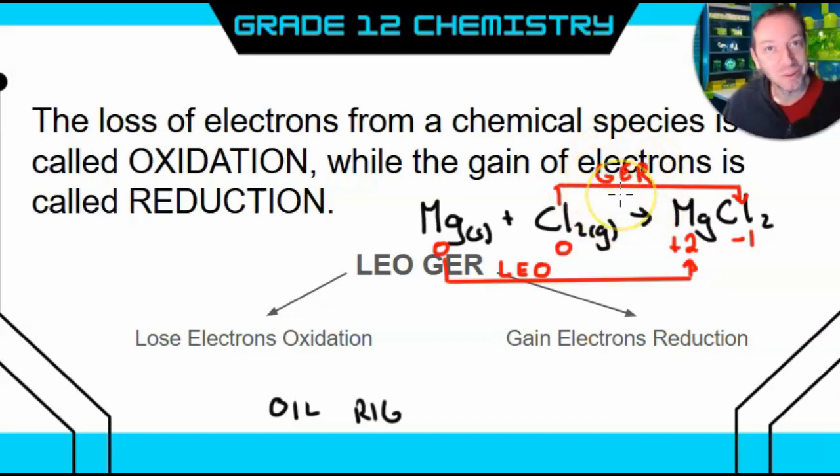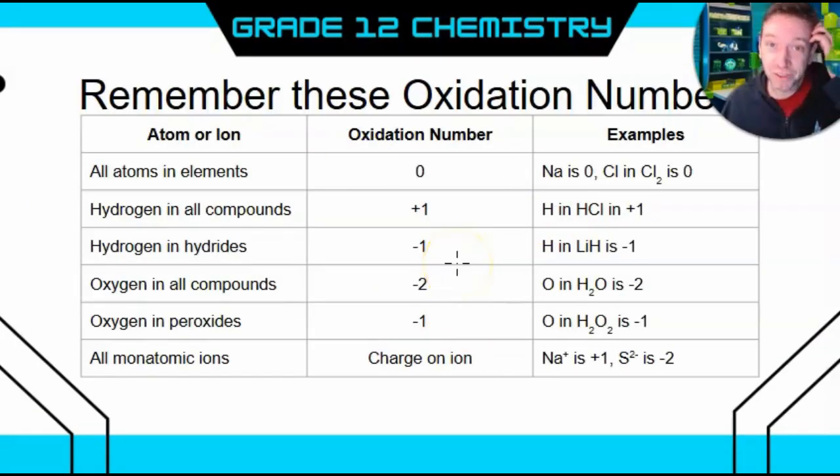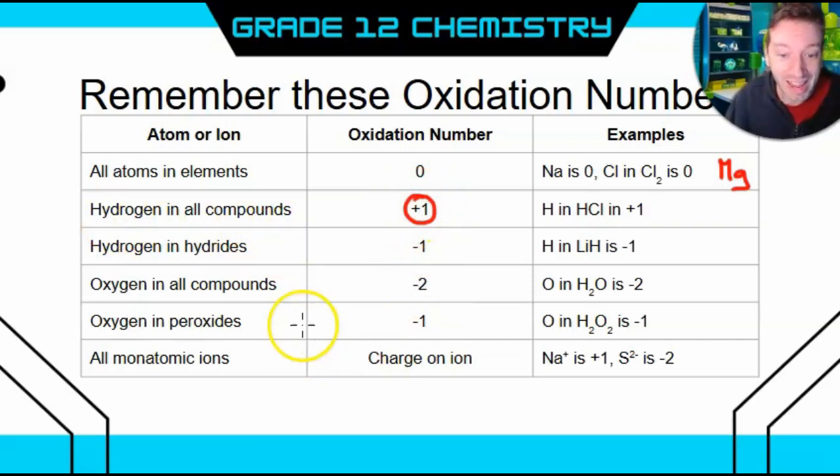So GER. Okay. Now, this is a chart I give my students. It's one I expect them to remember, so it can help them determine the oxidation state of any atom in a compound. First of all, if you have an atom just in its element, the oxidation number is 0. So sodium, 0. Chlorine, as in chlorine gas, 0. In our previous example, we had magnesium. That was 0. Hydrogen in all compounds is going to be +1, and oxygen is typically going to be -2.